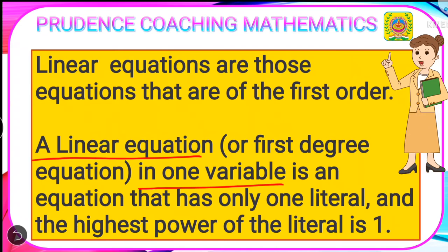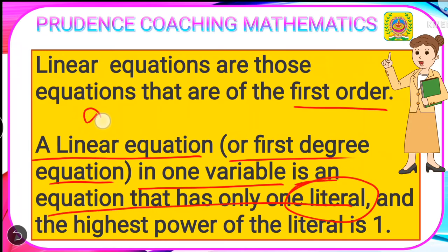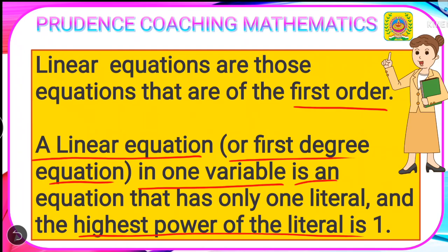So a linear equation or the first degree equation, as I have explained, has the highest degree or highest order as 1, therefore it is a first degree equation. It is an equation that has only one literal. One literal means one variable. If we write like this, 4a plus b equals 8, here we have two literals or two variables. So this is not a linear equation in one variable. We are talking about one variable, so the maximum number of variables will be 1, and as you can see, the highest power of the literal or the variable should be 1. So this is known as a linear equation in one variable. So let us start with the chapter.